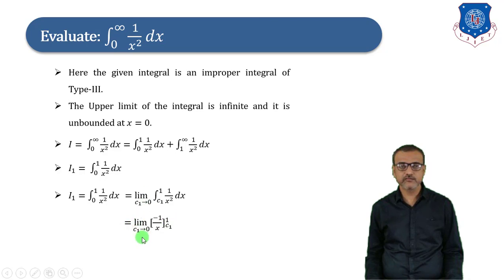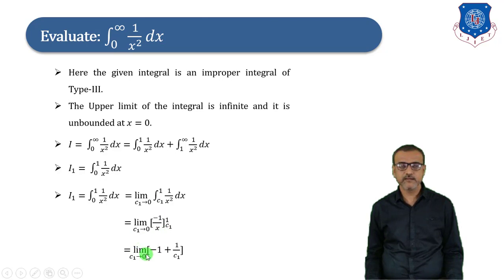Now this is equals to limit c1 tends to 0. Now integration of 1 upon x square. Write 1 upon x square as x raised to minus 2. Now integration of x raised to n dx is x raised to n plus 1 upon n plus 1. So by applying this formula, integration of x raised to minus 2 is x raised to minus 1 upon minus 1, which is nothing but minus 1 upon x, and its limit is from c1 to 1.